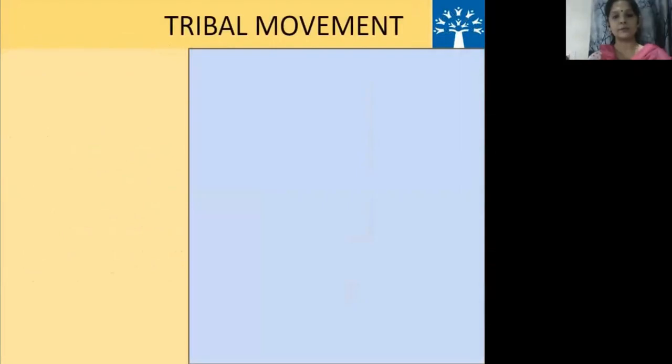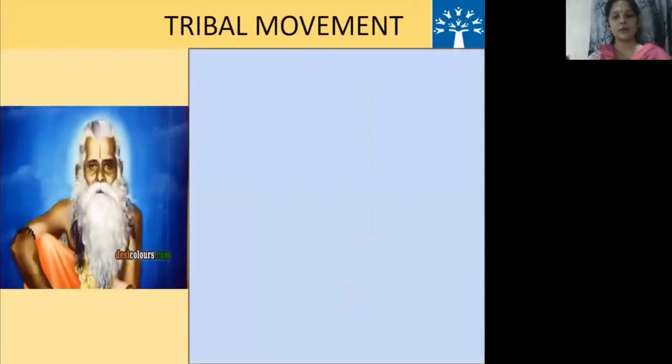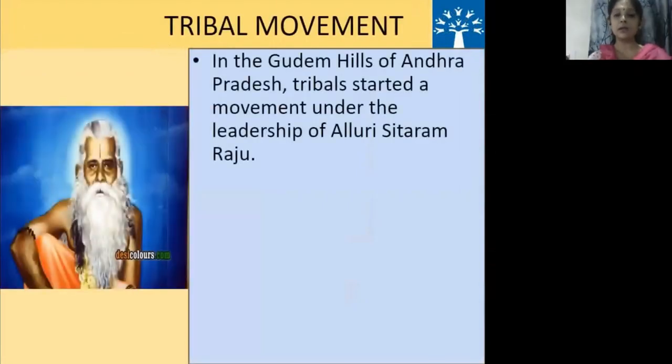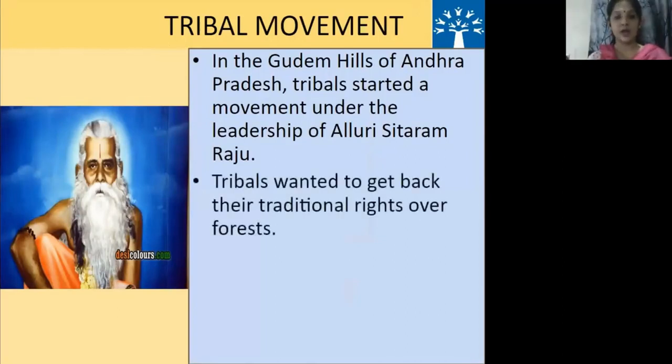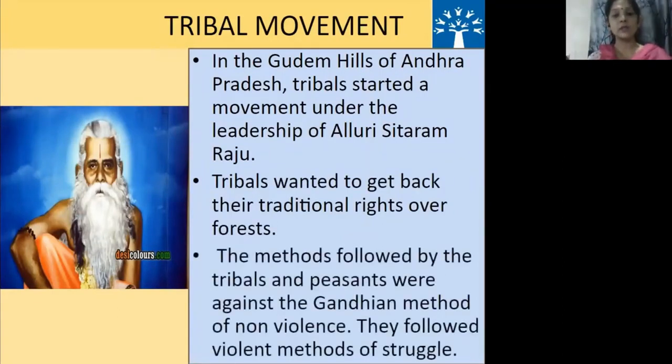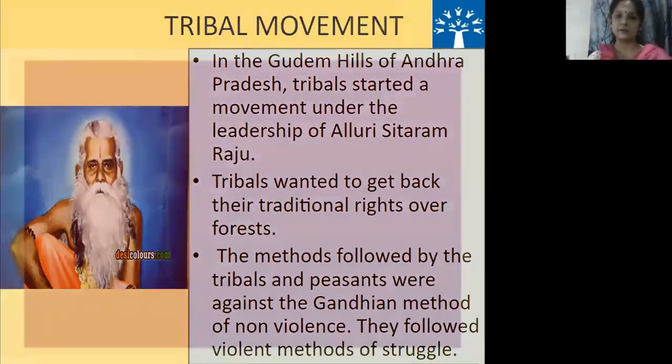Tribal movement. In the Gudem hills of Andhra Pradesh, tribals started a movement under the leadership of Alluri Sita Ramaraju. Tribals wanted to get back their traditional rights over forest. The methods followed by tribals and peasants were against the Gandhian method of non-violence. They followed violent methods of struggle.